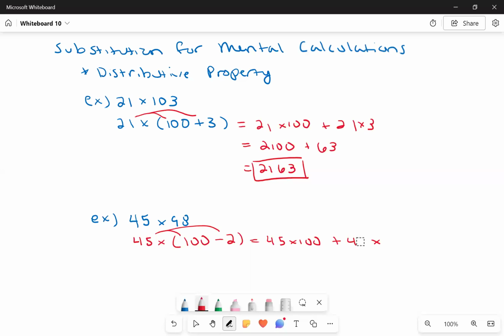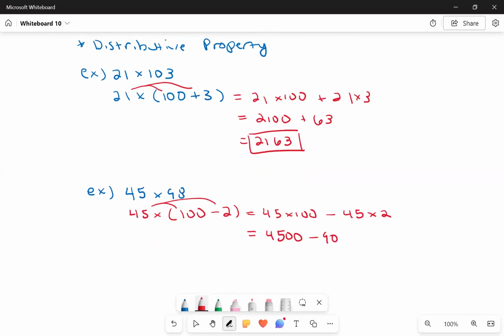45 times 100 is 4,500. 45 times 2 is 90. Oh, and I just realized I changed that to plus when it should have been a minus. Okay, and then let's see. 4,500 subtract 90 is 4,410. I am just struggling to write. I apologize.